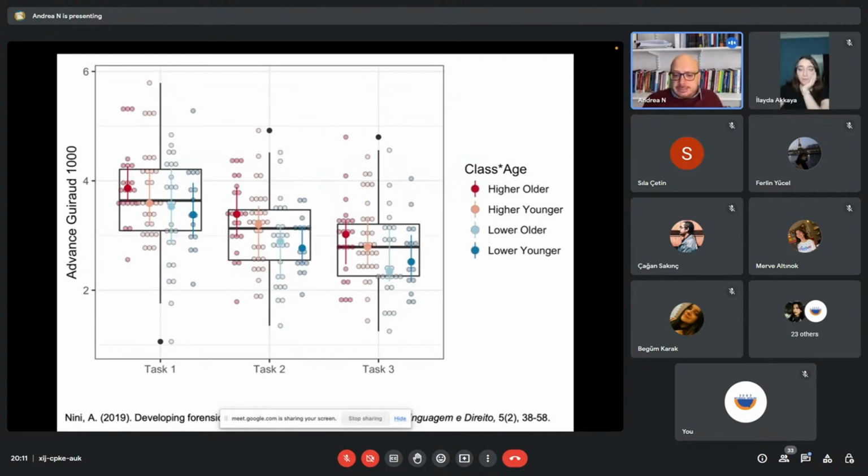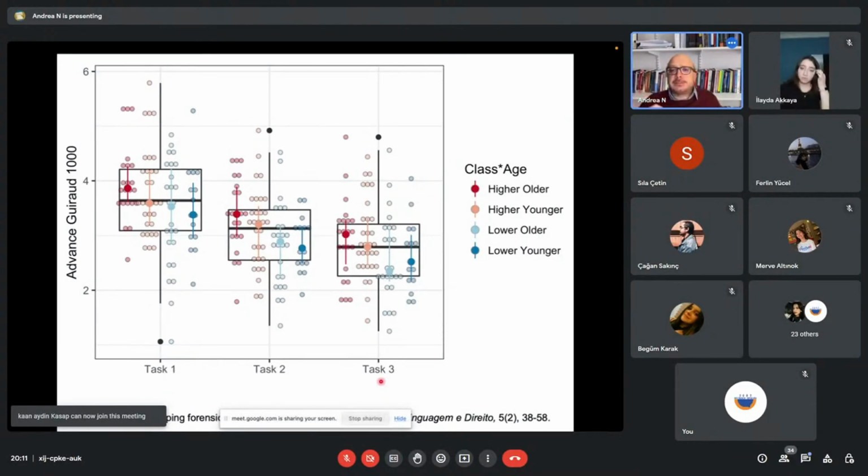Let me just explain this graph. What you see here, on the x-axis, are 3 tasks. This was from an experimental study where participants were asked to write text in 3 different situations. The first situation was a formal complaint. The second one was a letter to the Prime Minister of the United Kingdom, and the third one was a threatening letter to their boss. These are fictional experimental situations.